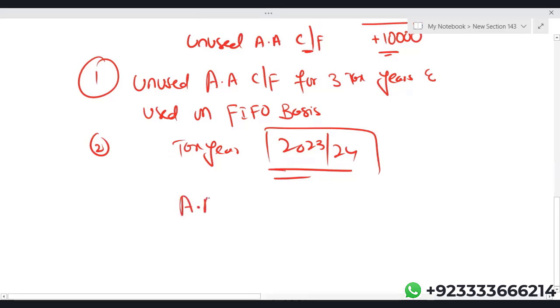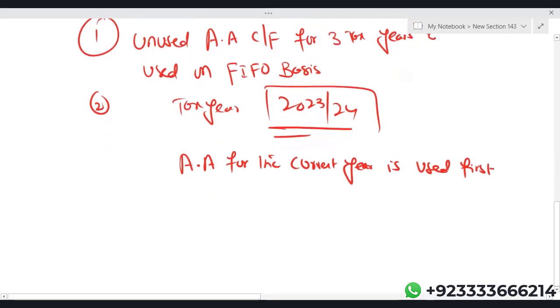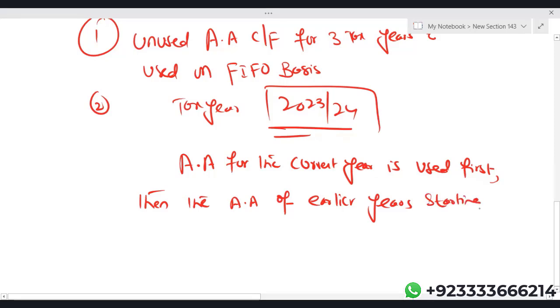The annual allowance for the current year is used first. After that, what are we going to do? Then the annual allowance of earlier years. Obviously, I'm talking about unused annual allowance. So the annual allowance of earlier years, starting with the earliest tax year, is used on a FIFO basis.